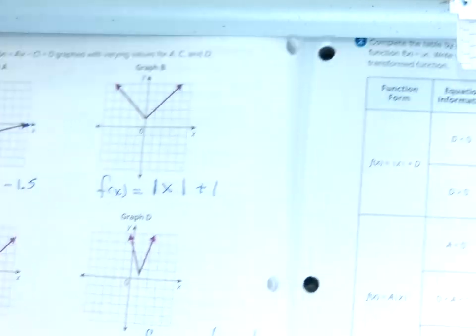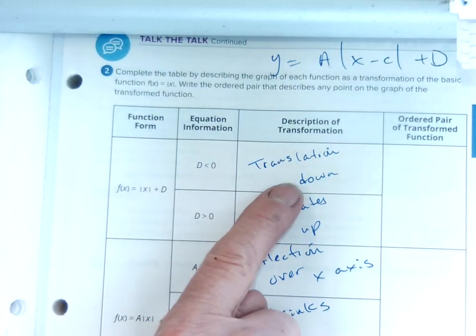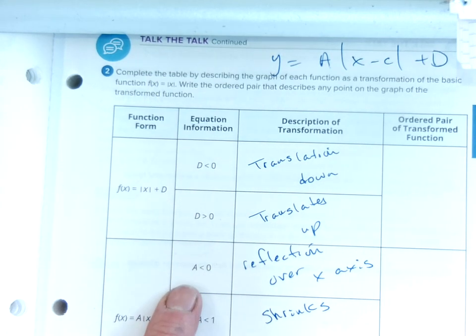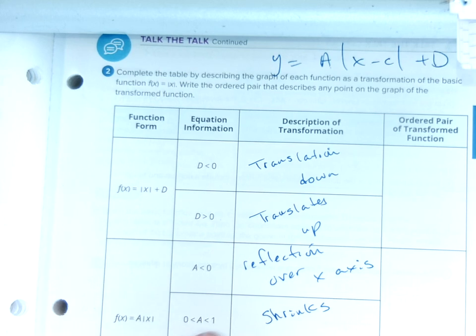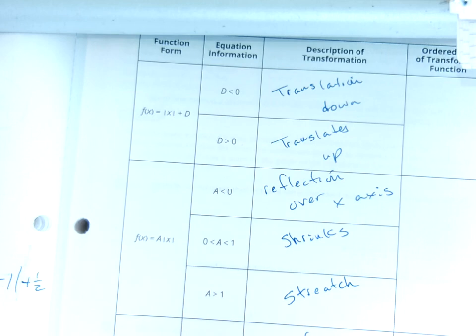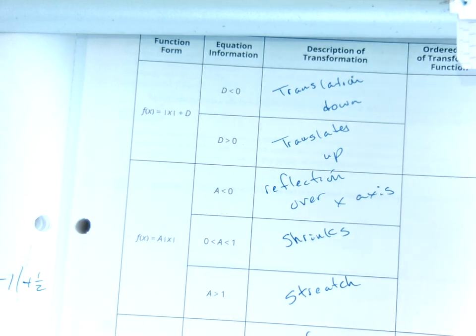Okay, so then we finally talked about what this means. If d is less than 0, it takes it down, translation down. If d is greater than 0, it translates it up. If a is negative, it reflects it over the x-axis. If a is between 0 and 1, it shrinks it. If a is greater than 1, it's a stretch. If c is negative, it shifts it to the right. If c is positive, it shifts it to the left. Okay, and that's what we talked about.